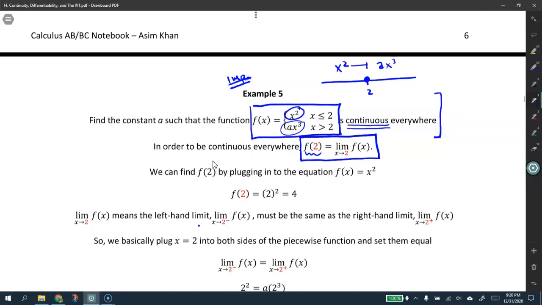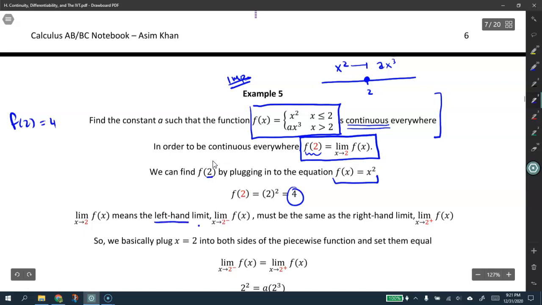Because they are asking us for the x value of 2, we're going to plug into the top equation. So when we plug into the top equation, we end up with an answer for f of 2, and we know that f of 2 is equal to 4 because 2 squared is 4. Then we have to find the left-hand limit and the right-hand limit.